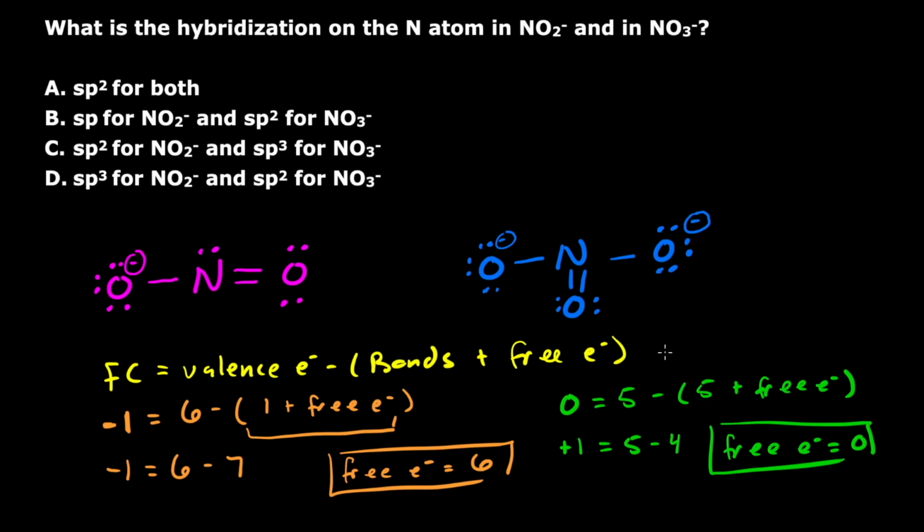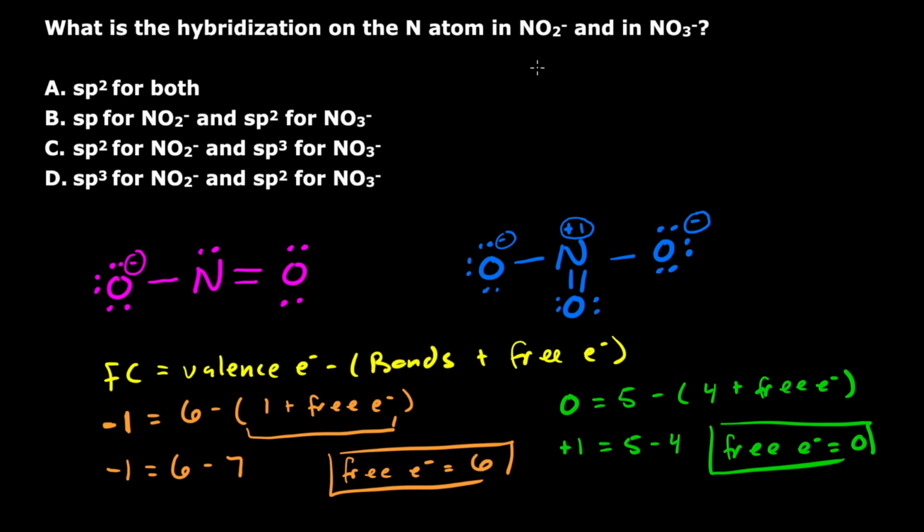So the number of bonds I'm going to have is not going to be 5 anymore. It's going to be 1, 2, 3, 4. This will be 4 there. So the number of free electrons is still going to be 0. And so this right here is going to be the +1 formal charge. And so now what I can do is count how many domains are around this N and this N, because these are both the Lewis structures for NO2 with the -1 charge and NO3 with the -1 charge.